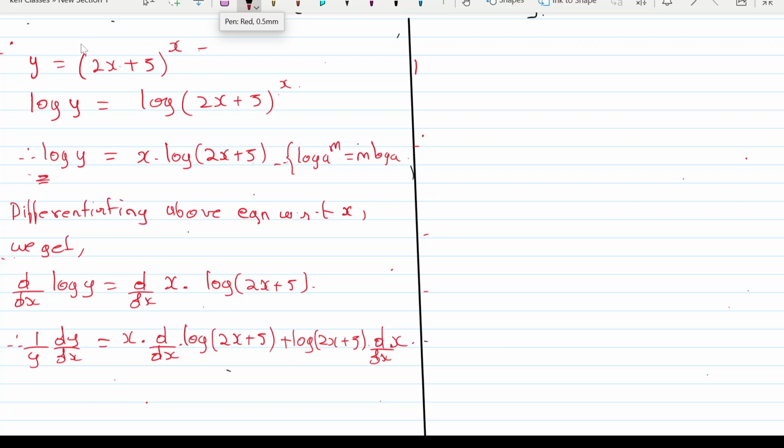So therefore 1 upon y dy by dx is equal to x into d by dx of log 2x plus 5. So it's 1 upon 2x plus 5 into d by dx of 2x plus 5 plus log of 2x plus 5 into 1.